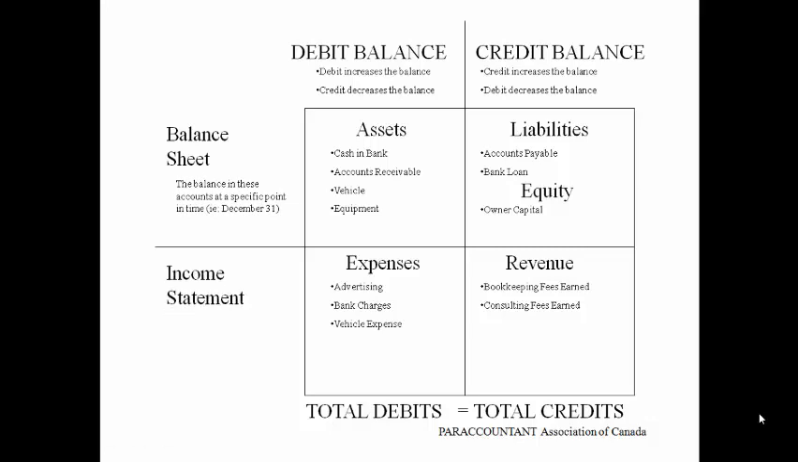The bottom row are income statement accounts. The accumulated change in these accounts over a period of time, for example, for the month of January or for the year.